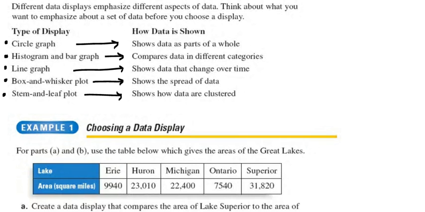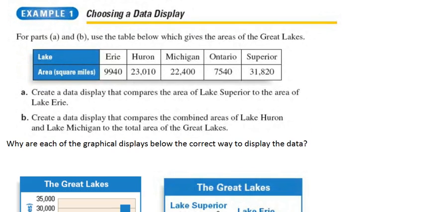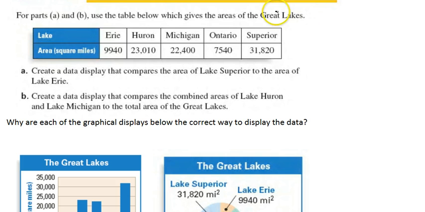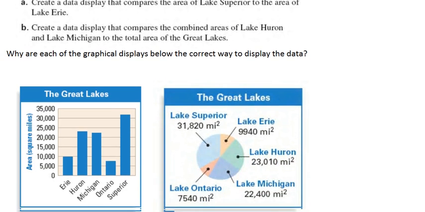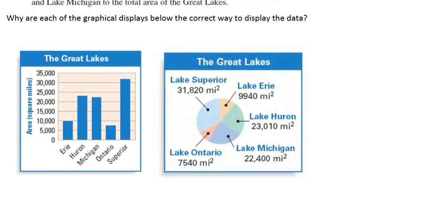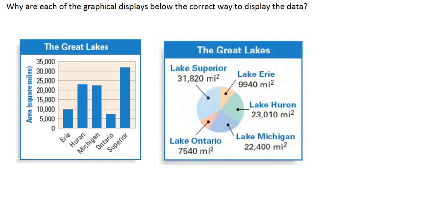I've got a few examples here. Example 1, we've got some area of the different 5 Great Lakes. And then it says to create a data display comparing the area of Lake Superior and area of Lake Erie. And the book already did this for you. So here are my graphs and charts. And the question is, why are each of these displays the correct way to display this data? Why would I want to use both of these? So there's lots of different correct answers for this, okay? But this is just something I'm coming up with.